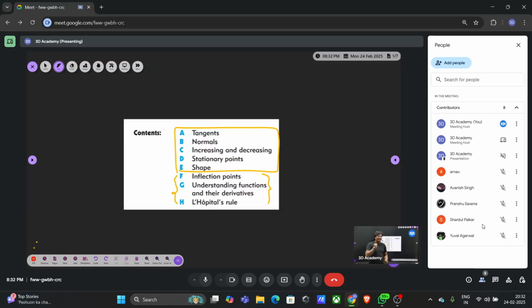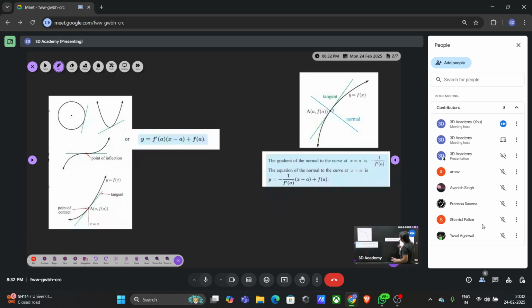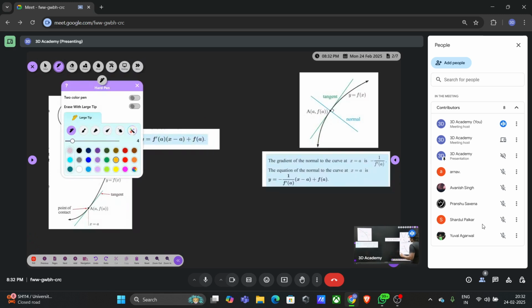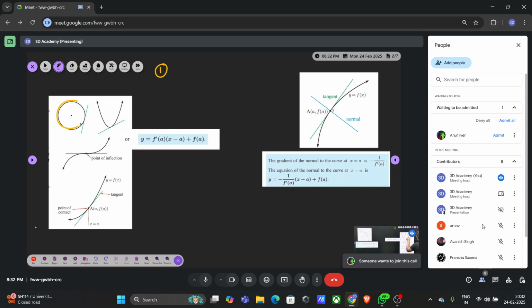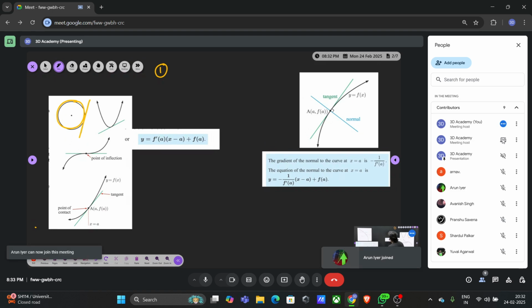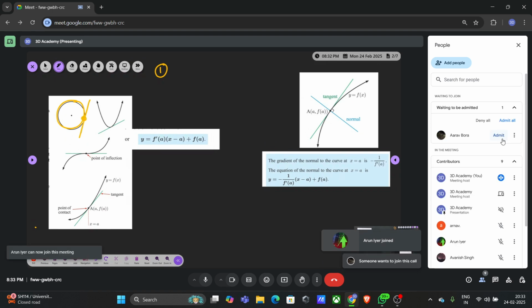Okay, so let's quickly start with tangents and normals. What we do in tangents and normals, guys, understand one thing. You need to keep one point in mind. Whenever there is a curve and a tangent to it, they are sharing one common point.